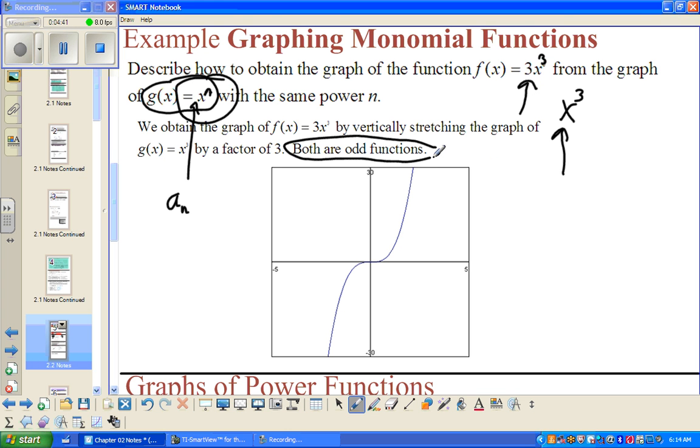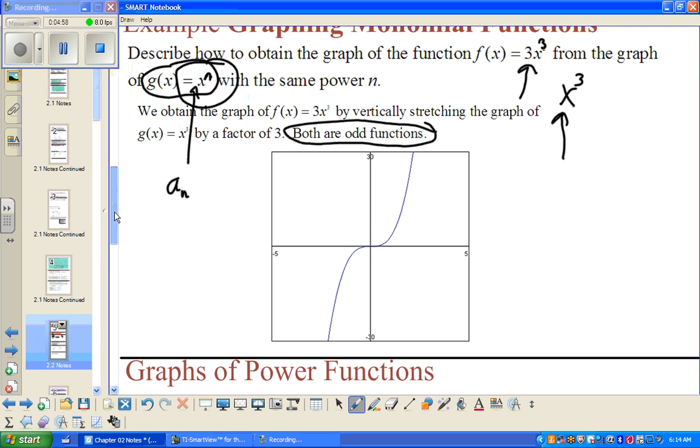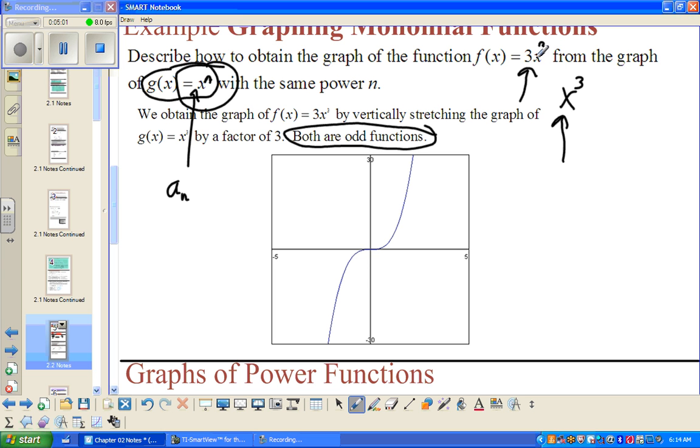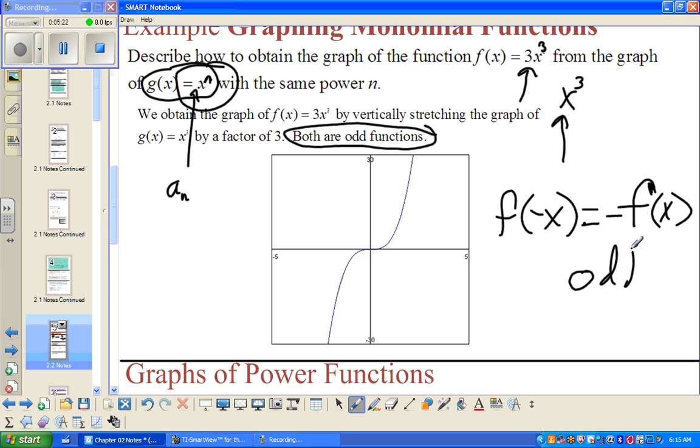And be aware both functions are odd. Review how you can tell if they're odd graphically. If you have a reflection in the origin, so every xy coordinate point becomes the opposite point, negative x, negative y, then you have an odd function. Algebraically, if you replace the x with a negative x and simplify, so you check what f of negative x is, and you end up with the opposite of the function that you started with, then it is an odd function.